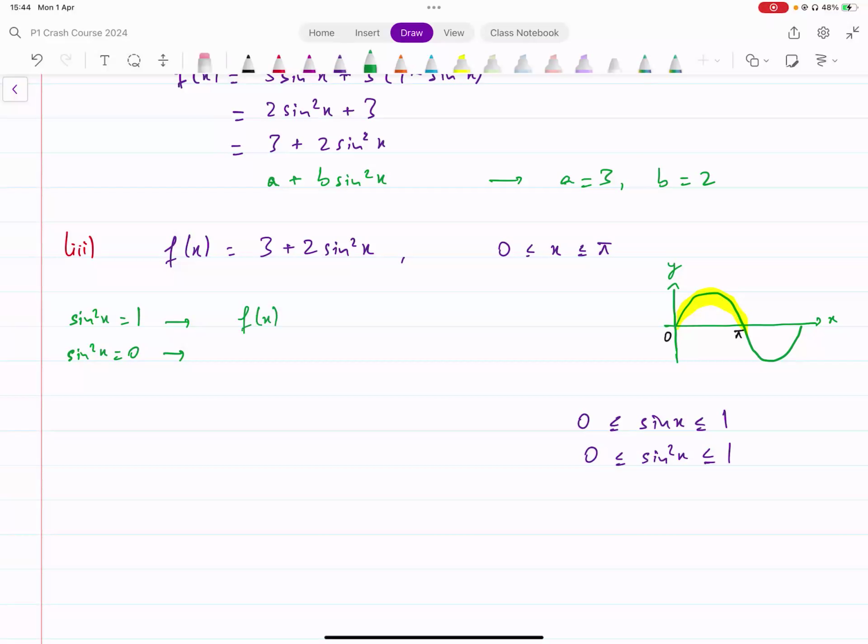You can input sine x equal to 1 or sine square x equal to 1. Both of them will give you the same result. It doesn't make any difference, because square of 1 is also 1, square of 0 is also 0. Now, what does that give me? F of x equals 3 plus 2 into 1, and that's giving me 5. When it's 0, that gives me 3 plus 2 times 0, that's 3. So what's the range of this function then? The range of the function is from 3 to 5. Okay, that's how the range of this function looks.